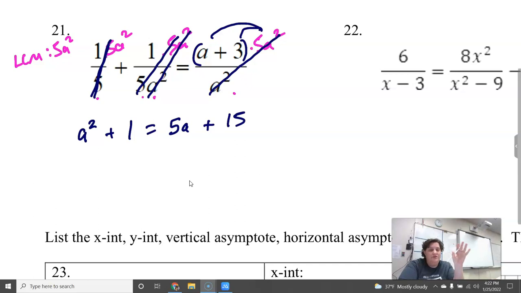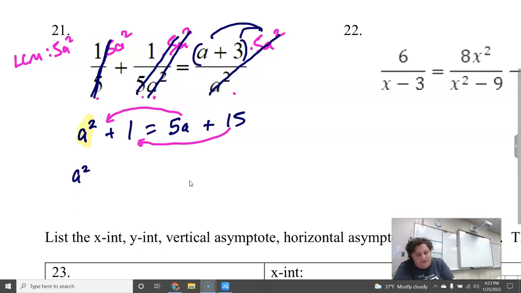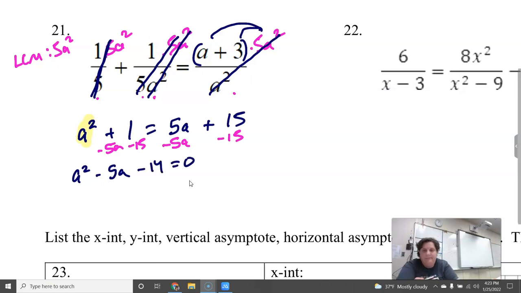If you're left with an equation that has a squared in it, that means we have to factor to solve it. That's the only way to solve squareds, right? So what I want to do is bring everything over to this side where this a squared is. So it says this, a squared. Okay, I'm going to subtract the 5a. Now, it doesn't really combine with anything, so I'll go ahead and just put minus 5a. And then I'm going to subtract the 15. So then I'm going to put minus 14.